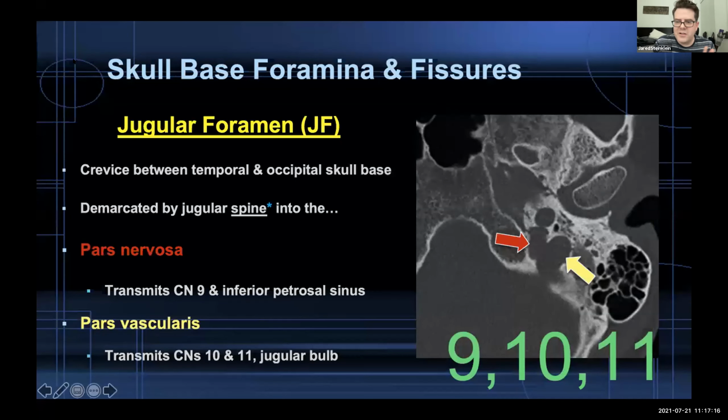All right, 9, 10, 11 all share the space of the jugular foramen, which is illustrated here. You can divide that into the pars nervosa, which is the red side, or the left side of the picture. Kind of looks like Mickey Mouse's ears. That transmits the ninth nerve and some venous sinus. Whereas the larger portion, the yellow chamber, has the jugular bulb and cranial nerves 10 and 11.